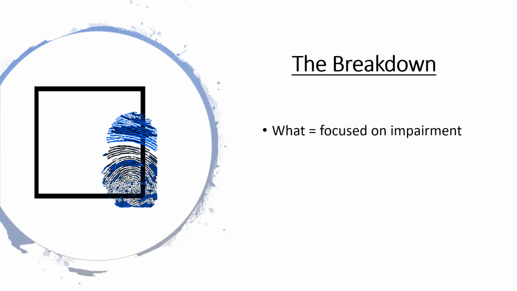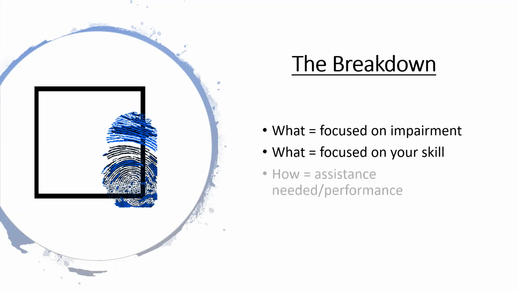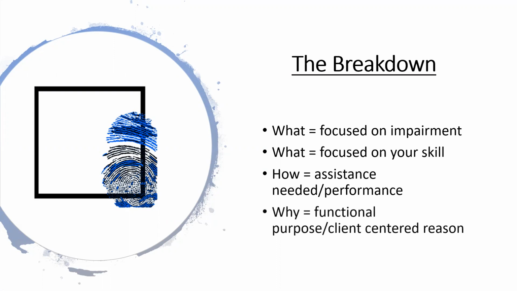The first what is going to be focusing on the impairment that we're addressing. The second what is going to be focusing on your skill to address that impairment. And the third is how are they doing? So how much assistance did they need and how are they performing the task that we're giving them? And then why? So what's the functional purpose behind this? What's the client-centered reason? This should really be a focus on everyday treatment, whether it's neuro or not.